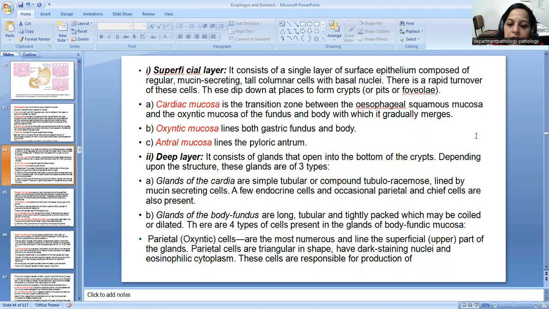Now the deep layer consists of glands that open into the bottom of the crypts. Depending upon the structure, these glands are of three types: glands of the cardia, which are simple tubular or compound tubular glands lined by mucin secreting cells; glands of the body and fundus, which are long tubular and tightly packed, which may be pointed or dilated. There are four types of cells present in the glands of the body and fundus mucosa. Parietal or oxyntic cells are the most numerous and line the superficial upper part of the glands. Parietal cells are triangular in shape, have dark staining nuclei, and eosinophilic cytoplasm.